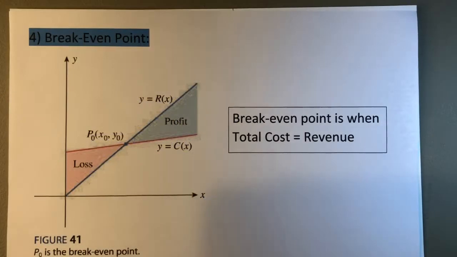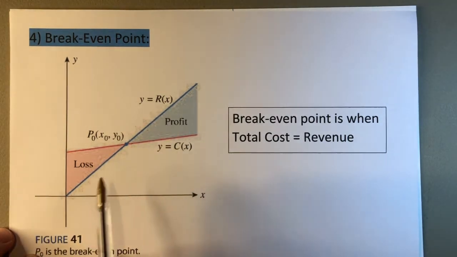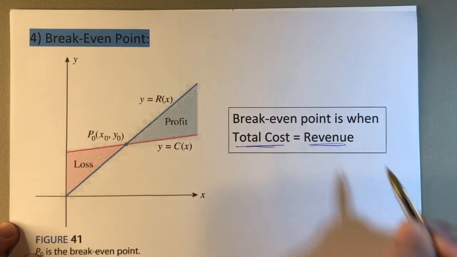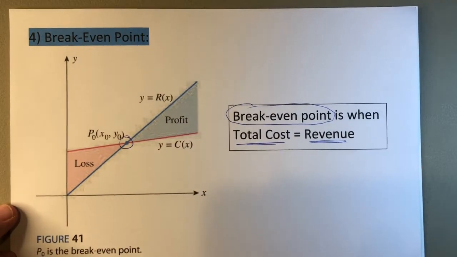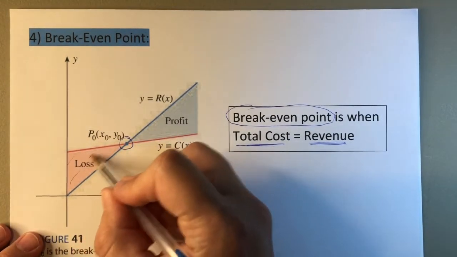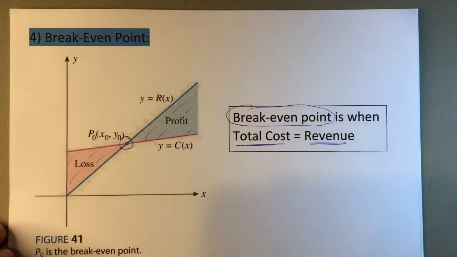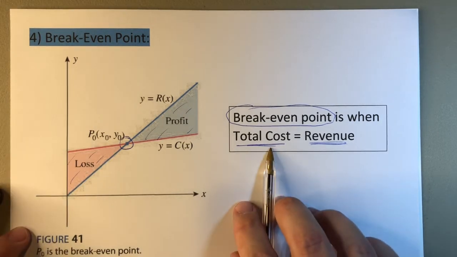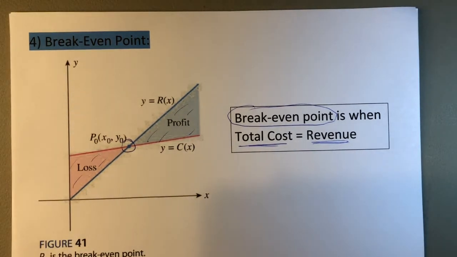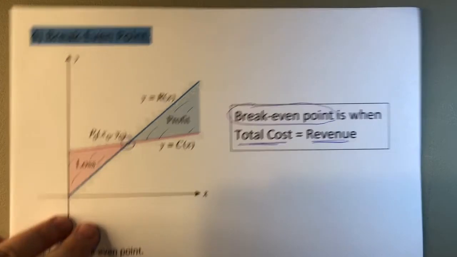All right, the last topic of discussion here in section 2.5 is break-even point. I did allude to this just a moment ago. That is when the revenue is equal to cost. So when total cost is equal to revenue, you have what is called the break-even point. In calculus, you'll learn more about this area and also about this area. But for now, all you have to do to figure out the break-even point is let cost equal revenue and then solve for X. That's the process. So here we go.